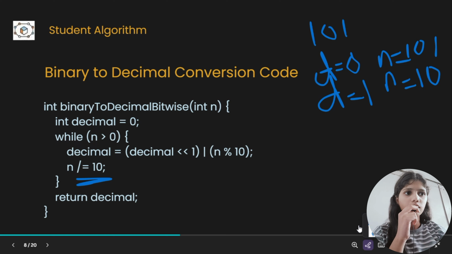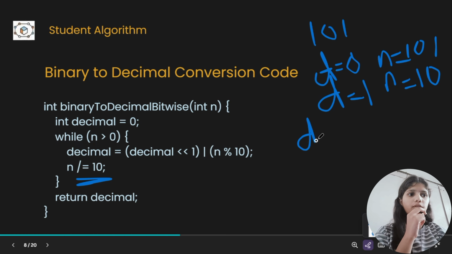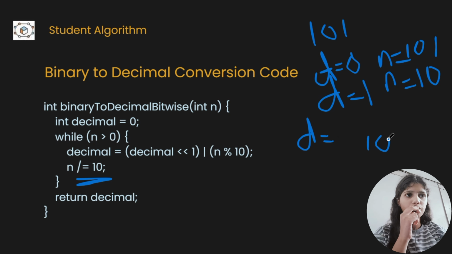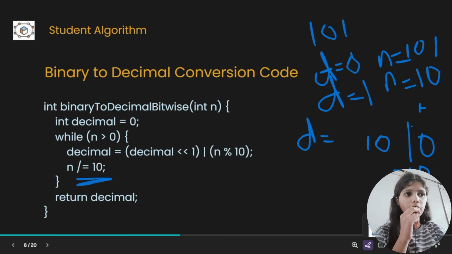After this, now let's continue with decimal, finding d. So now d is equal to 1. Again we need to left shift 1. After left shifting 1, we'll get 10, which is equal to 2. And then we need to perform the OR operation with n modulo 10. Now n modulo 10 will be equal to 0, right? Now OR 0, that will be equal to 10, which is nothing but 2. So therefore now d is equal to 2.